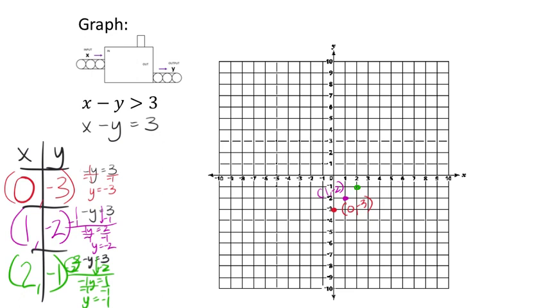2, negative 1. And again, you can see that stair-step pattern coming to fruition, hopefully a little bit because the points are a little closer together. But that's enough for me to make this line.